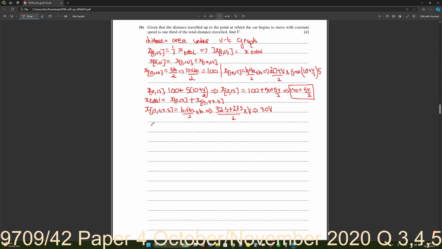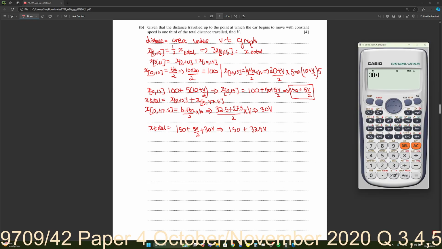So x total is going to be equal to what? x 0 to 15, which is 150 plus 5v over 2, plus x from 15 to 47.5, which is 30v. So that is equal to 150 plus 32.5v, because 30 plus 5 over 2 is equal to 32.5. This is x total.